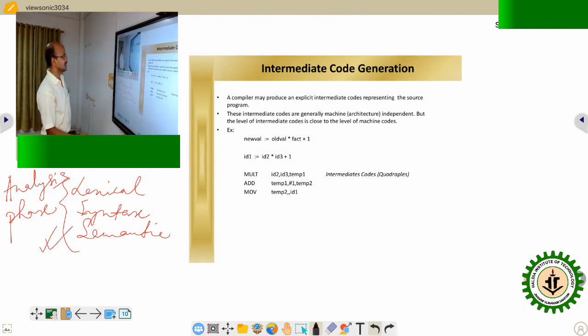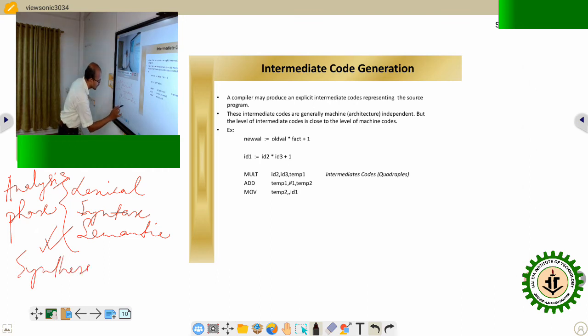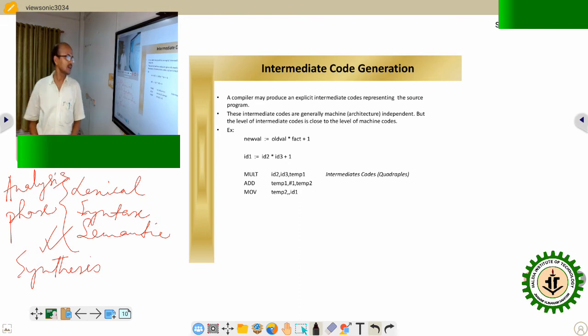Okay, so synthesizing the target code, and towards this we are now generating the intermediate code. Intermediate code is not exactly the machine code, but before actually generating the machine code, a form of intermediate code is generated which is almost equal to the target code or the machine code. The reason behind it: why not generate the target code the first time?